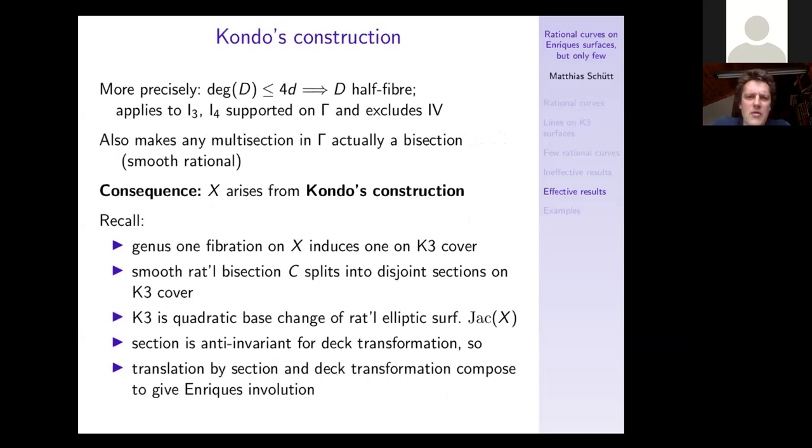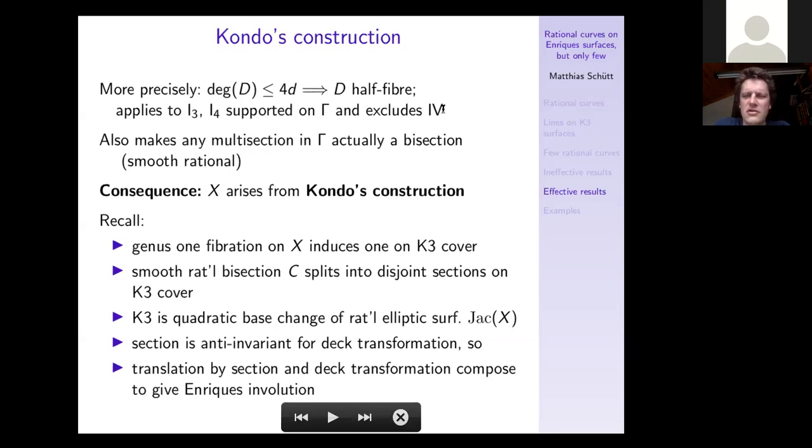Let me remind you of Kodaira's construction that comes in a second. So we can make the previous argument more precise. If the degree of D is at most 4d, then you can deduce from what we've seen above that D is met by this multi-section C with multiplicity 1. Which means that C is a bisection and D has to be a half fiber. So this is a very special divisor. And in particular, this means that any divisor of Kodaira type 1,3 or 1,4, so this is a triangle or quadrangle, is automatically a half fiber. A very restrictive condition, which will be very useful later.